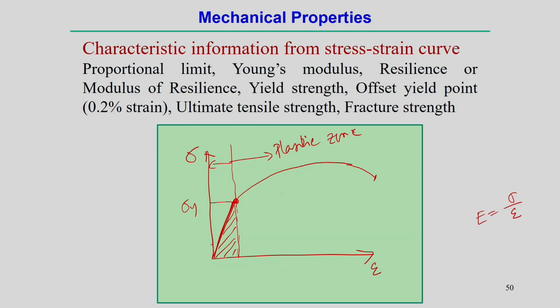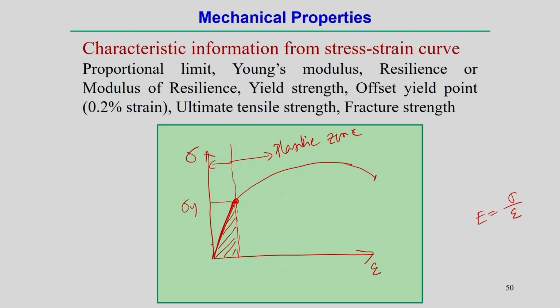Now, yield strength we define as this point, where the yielding just starts. That means after just crossing the elastic limit, the yielding process starts, and that is defined by the yield strength. So, yield strength can be seen as the boundary of transition from the elastic to plastic deformation.